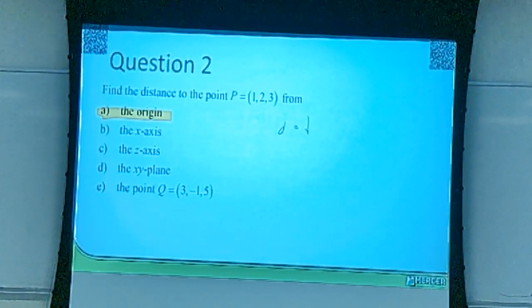Right? And the distance formula is the same, except now you have that third coordinate. Well, since it's from the origin to the point, that makes it really easy. Just the square root of the sum of the squares of the coordinates. 1 and 4 is 5, 5 and 9.